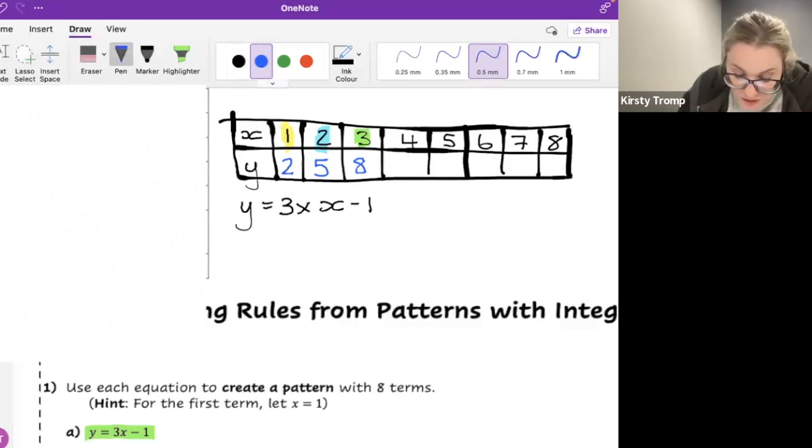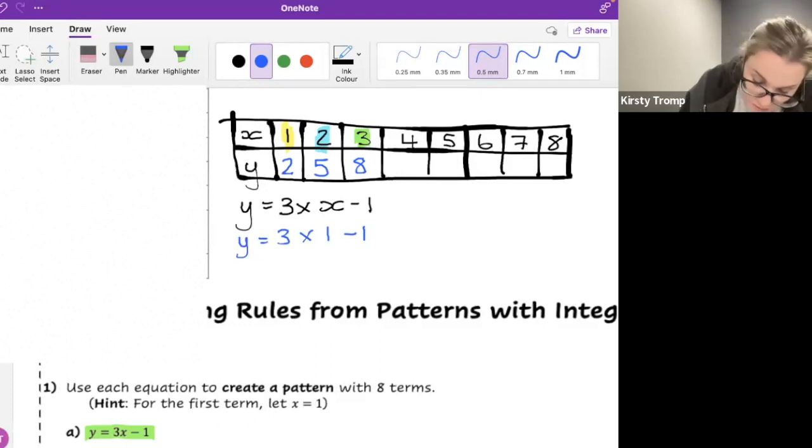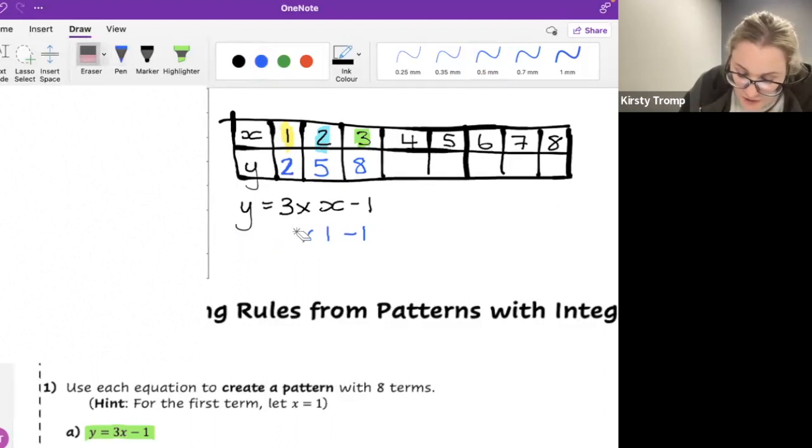So now we've said that x is equal to 1. So we're going to say y is equal to, instead of x, what are we going to say? We're going to say 1. So 3 times 1 minus 1. What's 3 times 1, Mufaro? It's 3. And what's 3 minus 1? 2. So we put in a 2. Oh, it makes sense now. Good, well done. Thank you, Mufaro.